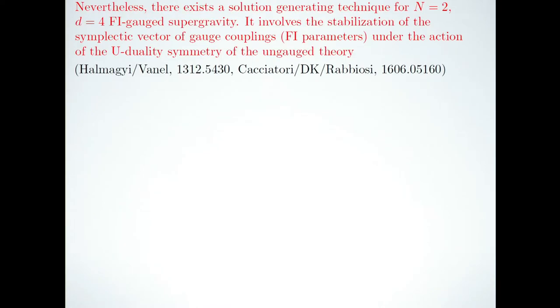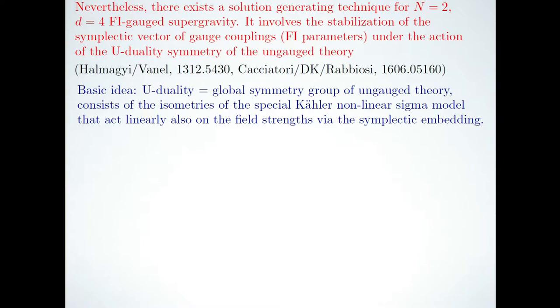So nevertheless, in N=2 FI-gauged supergravity, there is a solution-generating technique, and it involves essentially the stabilization of the symplectic vector of gauge couplings, the so-called FI parameters, under the action of the U-duality symmetry of the ungauged theory. So the original idea goes back already to 2013, to this paper of Halmagyi and Vanel, and was then elaborated by us in 2016. So what is the basic idea?